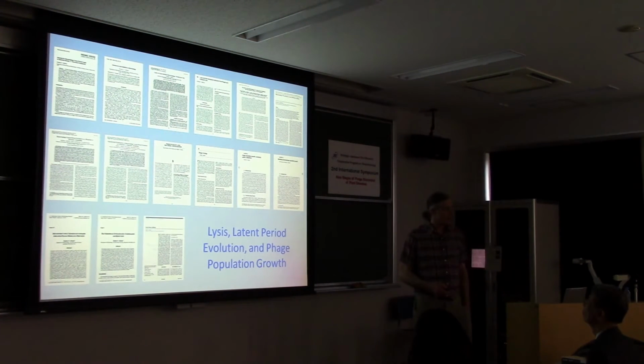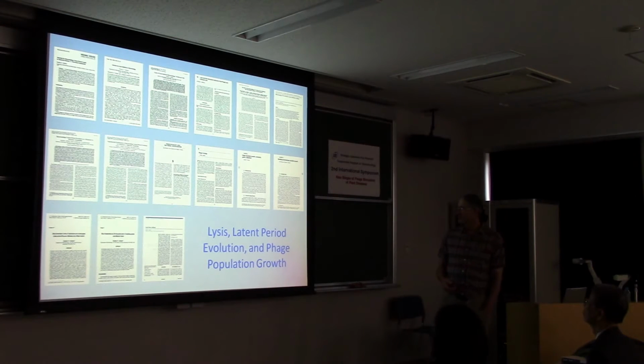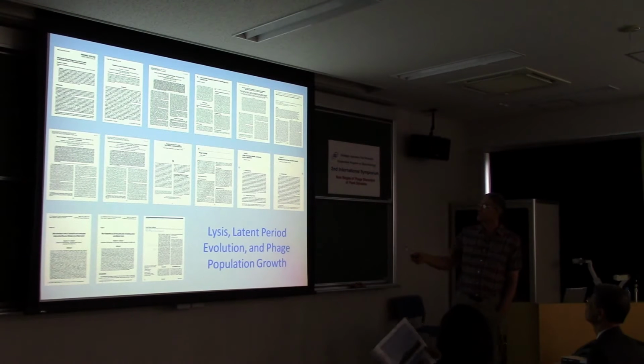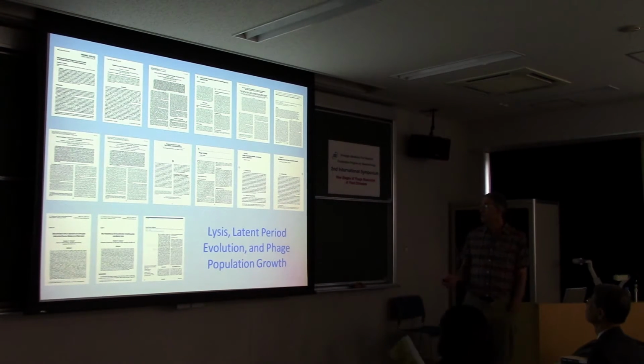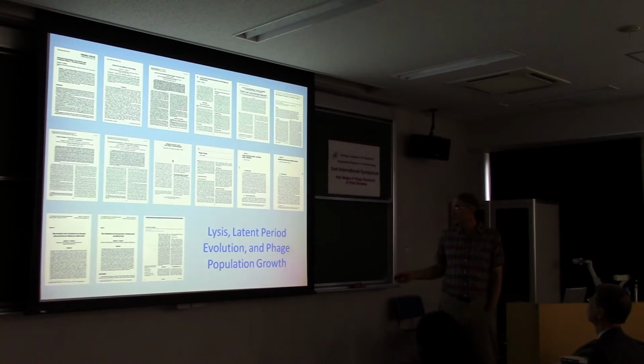So for my talk in Zurich this summer, I decided that I would go through my papers and try to figure out what I've published and what I've published on, and I grouped them together into parts. And so this is my earliest work. This up here is my first paper in 1989, where I'm looking at lysis, and I'm looking at the evolution of latent periods, and also lots of models that involve phage population growth.